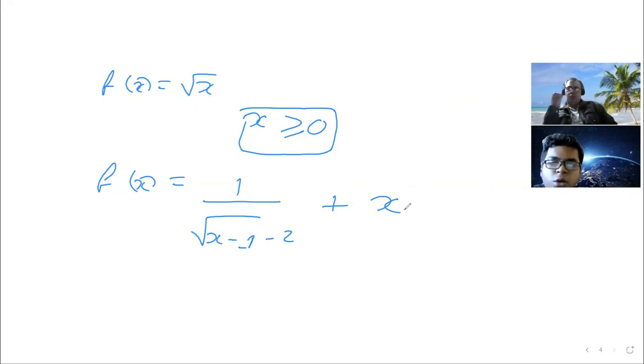So it's 1 over x minus 1 minus 2. 1 over square root x minus 1 minus 2. Is it what you wrote? Yes. The square root is on x minus 1, not on 2. Okay.